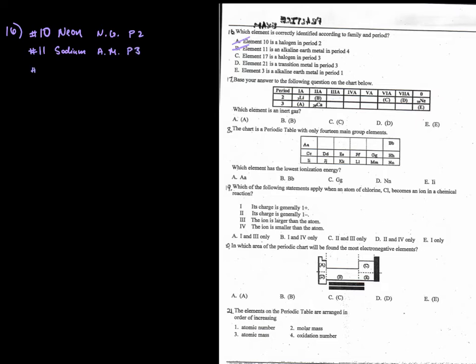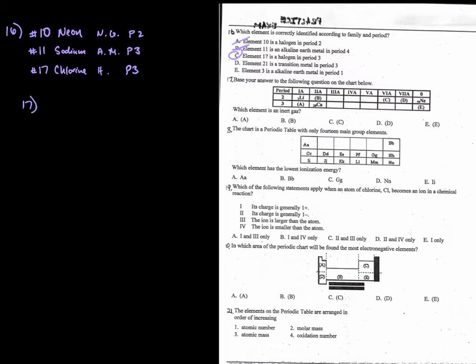Okay, number 17 here is chlorine. It's a halogen, and it's also in period 3, but let's see. It's a halogen in period 3, that's correct. So we already got it.